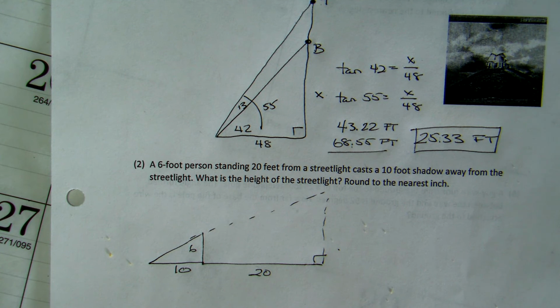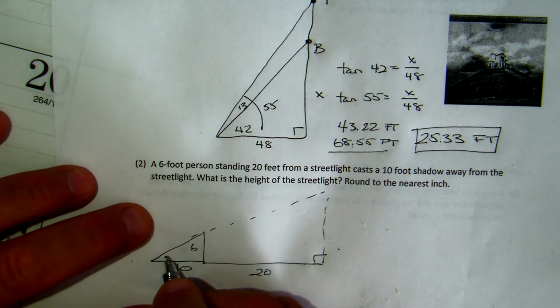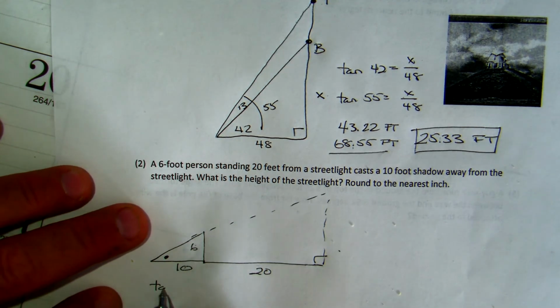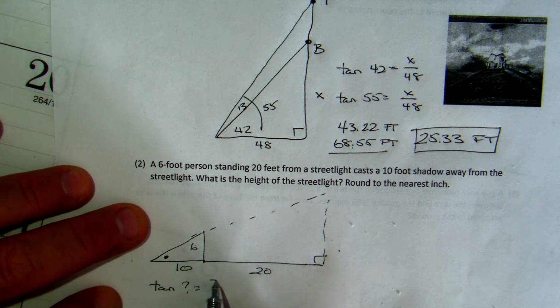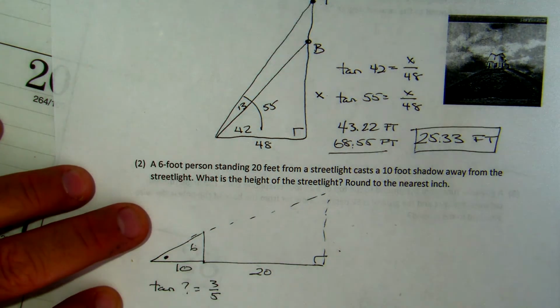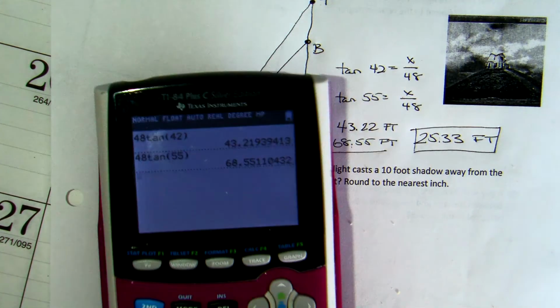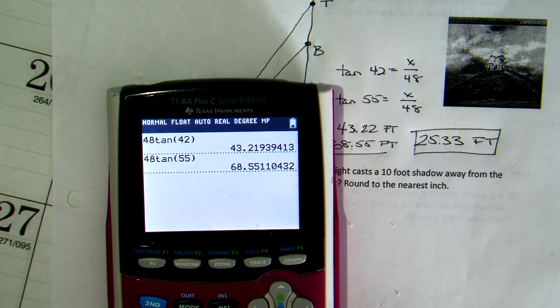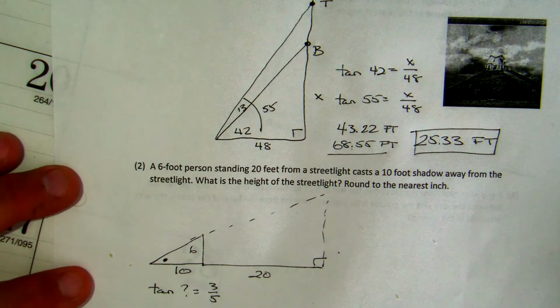A shadow problem kind of is two similar triangles on top of each other. So basically what we can do if we want to use trig is we can find this angle. Tangent of the angle is 6 over 10 equals 3/5. Again, I go to my calculator, second tan, 3/5, which is 0.6, and you get about 31 degrees.